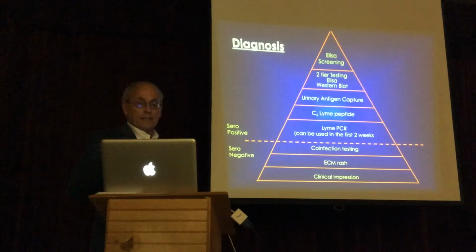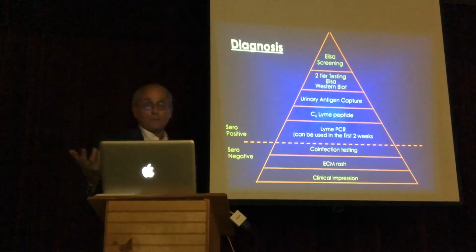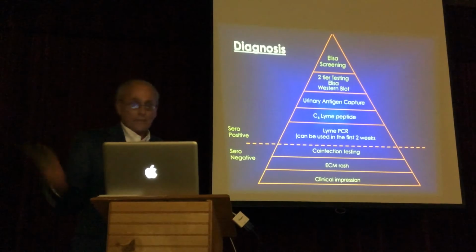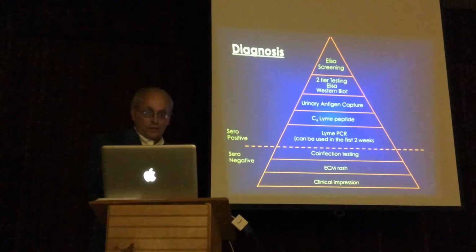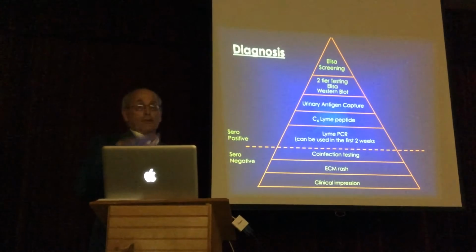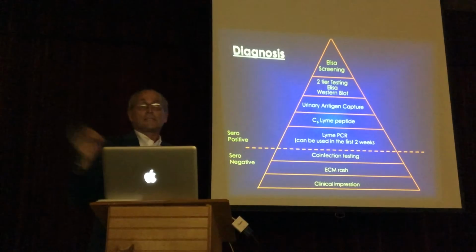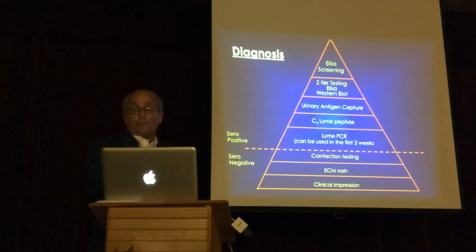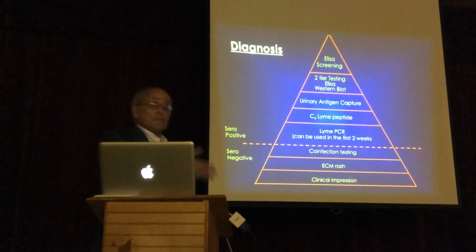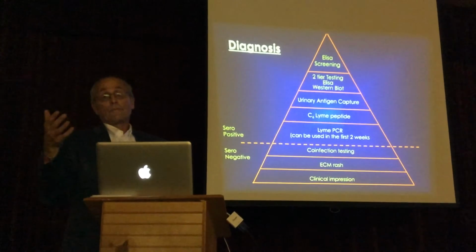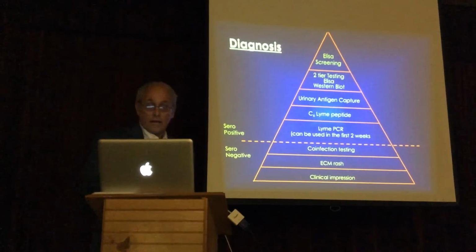The next thing underneath the pyramid is ECM rash, which is pathognomonic. You treat it. And then the bottom base is clinical impression. So you start with the clinical impression, then you get all these tests. You don't get a negative test and then just say it's not Lyme if you have clinical impression. Now your clinical impression could be Lyme, maybe fibromyalgia, maybe other things, but you have to go through those and then get to Lyme if it's pertinent.